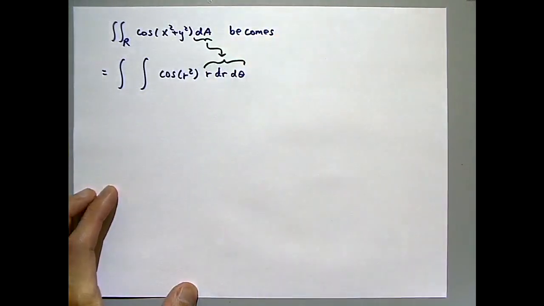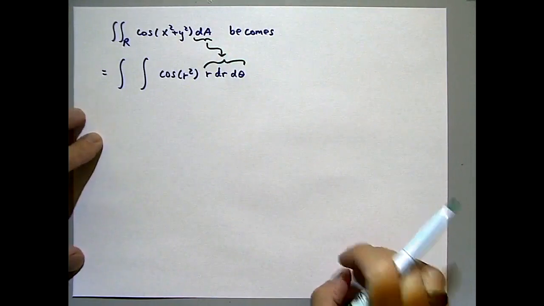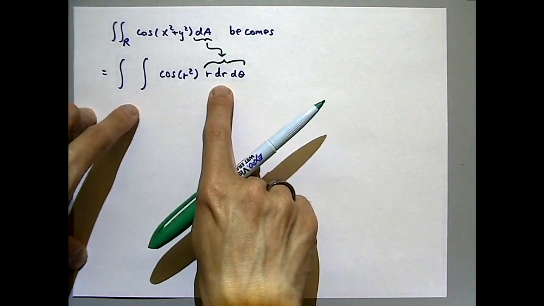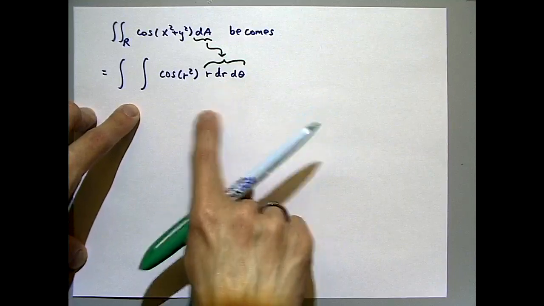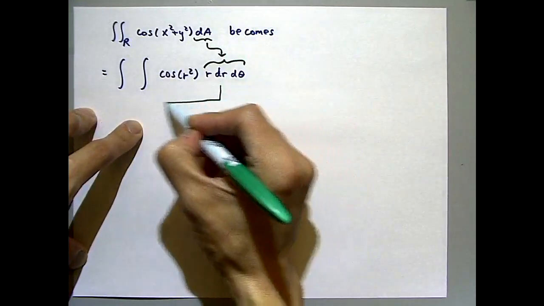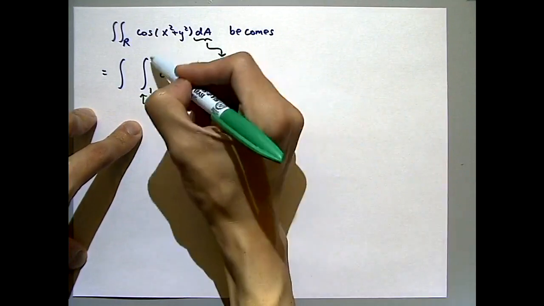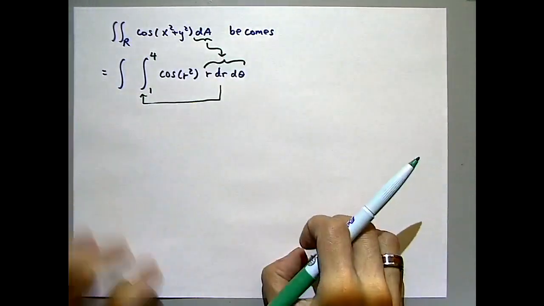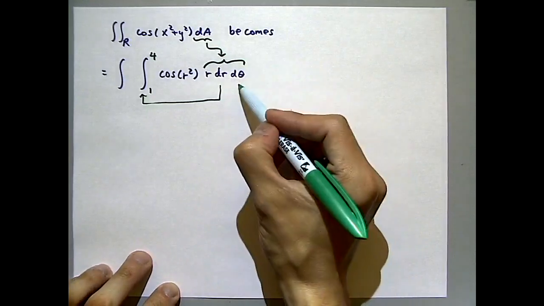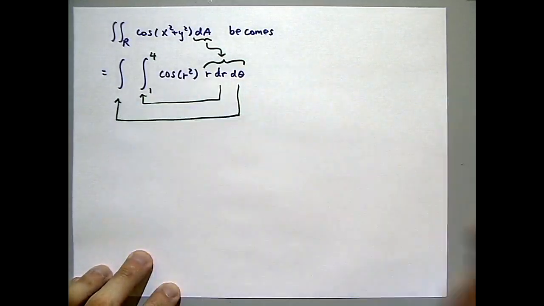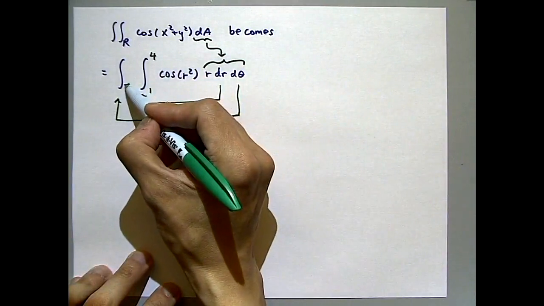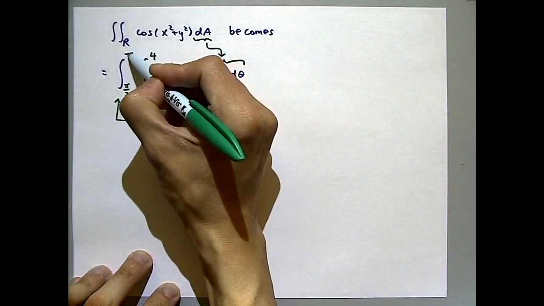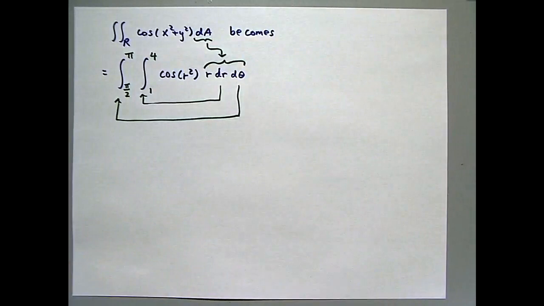All right, so that changes dA into r dr d theta. Now the bounds here: notice that the way we've written it, r is going to be integrated first. So the r bounds here are 1 to 4, right? And then theta will be integrated last. And theta for us here is pi over 2 to pi.